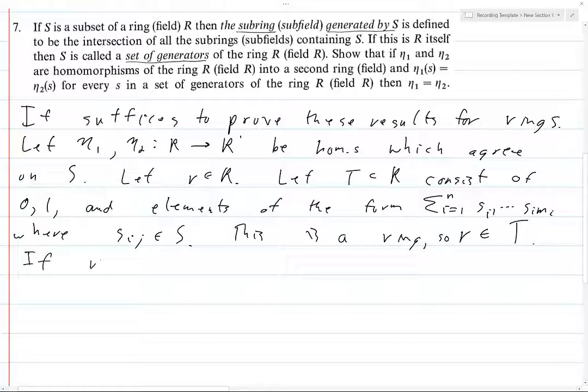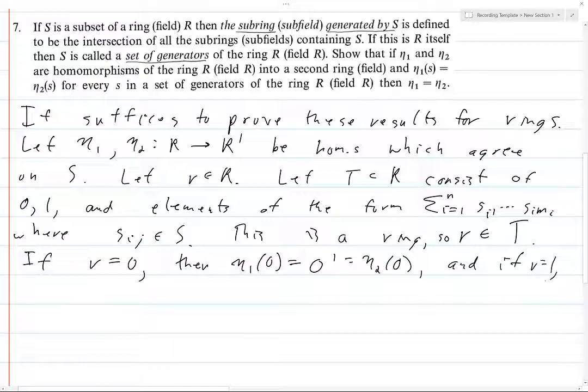If r is 0, which is possible, then eta 1 of 0 is 0 prime, which I will call whatever the 0 element is of R prime. And this is also eta 2 of 0 because these are homomorphisms. And if r equals 1, then similarly eta 1 of 1 equals 1 prime equals eta 2 of 1. Okay, so we're well on our way to proving that eta 1 and eta 2 are equal because they agree on 0 and 1.